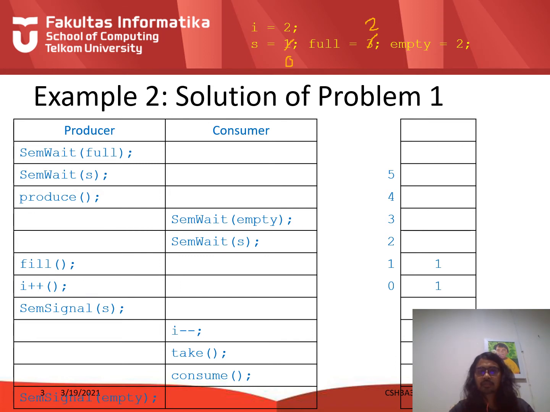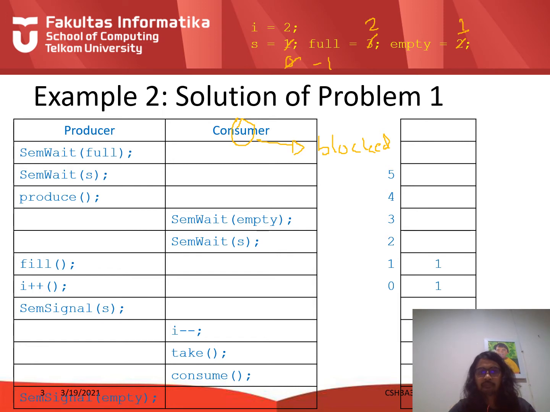and then produce, and then an interruption happens. Here the consumer runs, it runs semWait empty, so empty is decremented to 1, not blocked, and then semWait S. What happens here? S is decremented to -1, which is a negative number, so the consumer is blocked. The consumer is blocked, it cannot run, so the process is turned back to the producer.